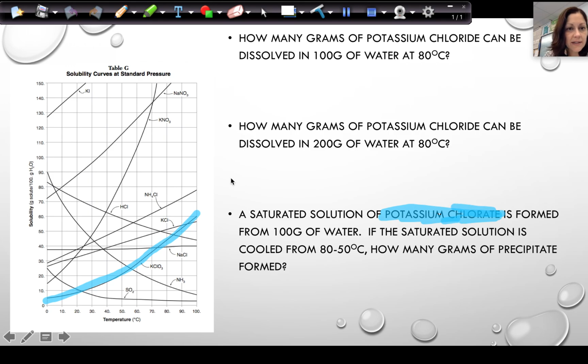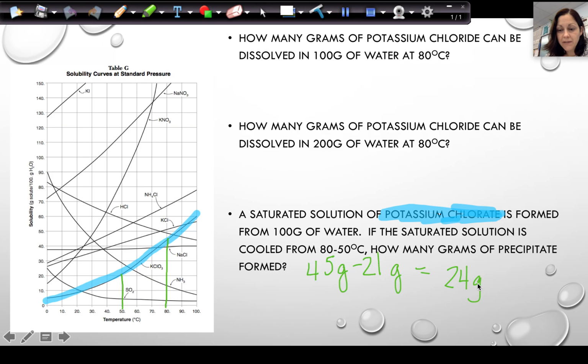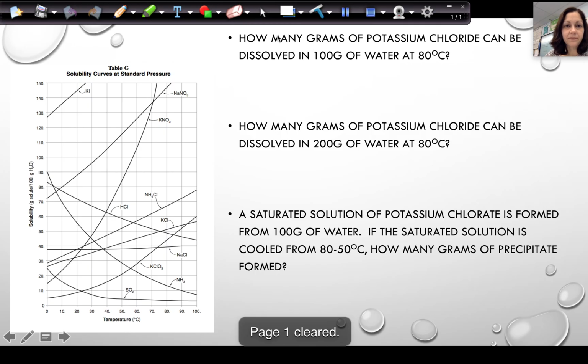So at 80 degrees Celsius, I form a saturated solution of potassium chlorate, and that looks to me like about 45 grams can dissolve. We cool it down to 50, and at 50, about 21 grams can dissolve. So the amount of precipitate that forms will be 45 minus 21, which means that 24 grams of salt will come out of solution when we decrease the temperature like that.